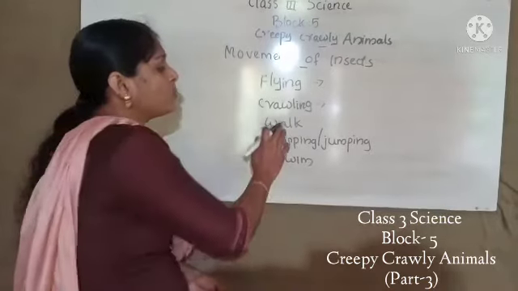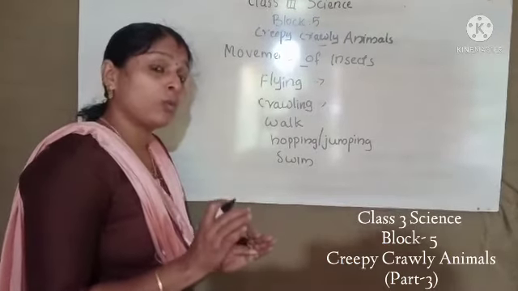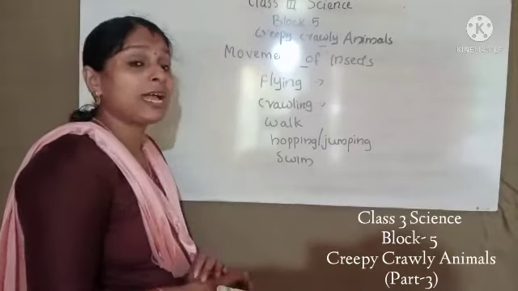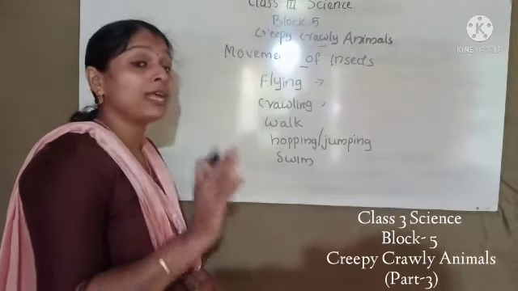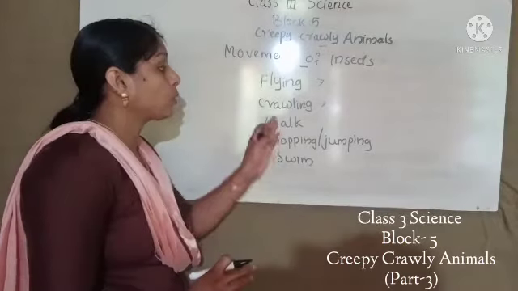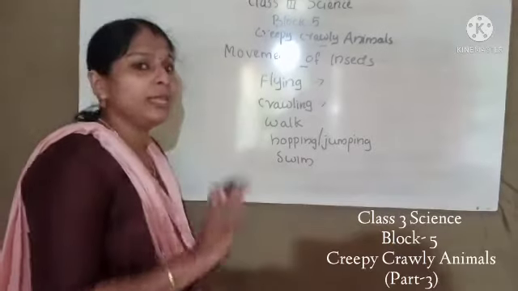The next movement is walking. We know the cockroach can walk fast because it has long and thin legs. Cockroaches have long and thin legs. It helps them to walk very fast.